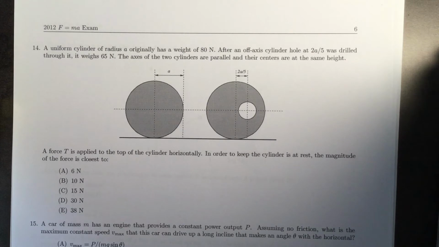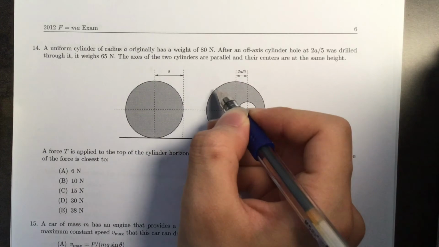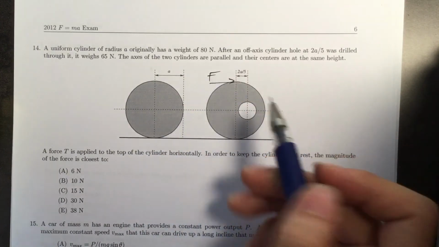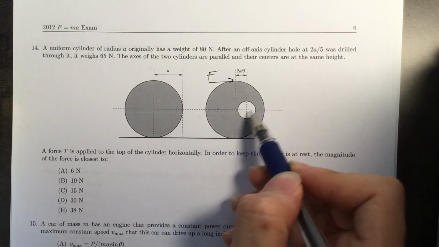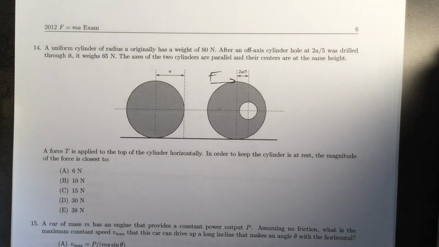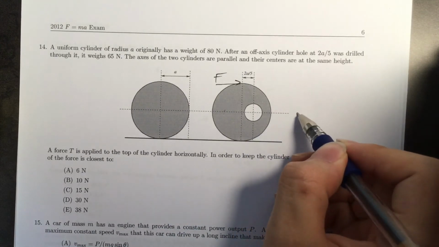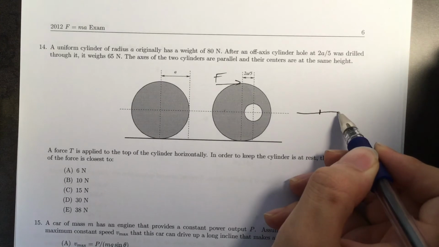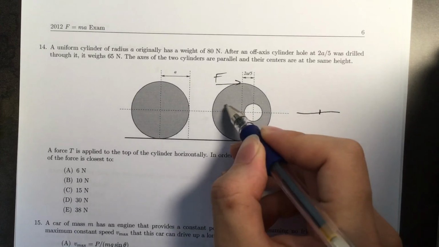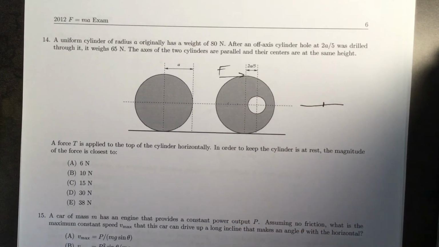What is the magnitude of the force? So here we have a force acting on the cylinder in this direction in order to keep it from rotating in this direction, because here is heavier than here. So we can just assume that this is a torque problem. We have the center of the circle, the center of mass, and here is weightless, and here has some weight. The other part is symmetric, so we don't need to consider it.